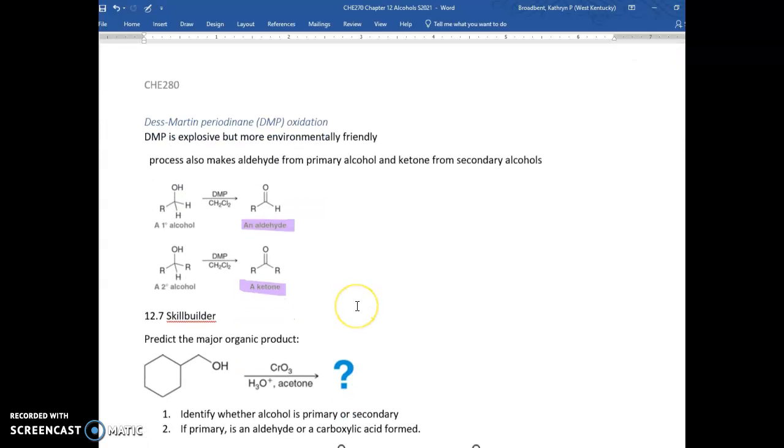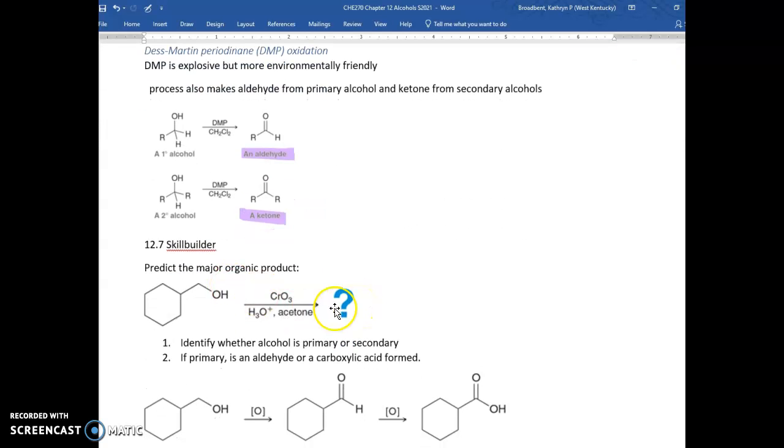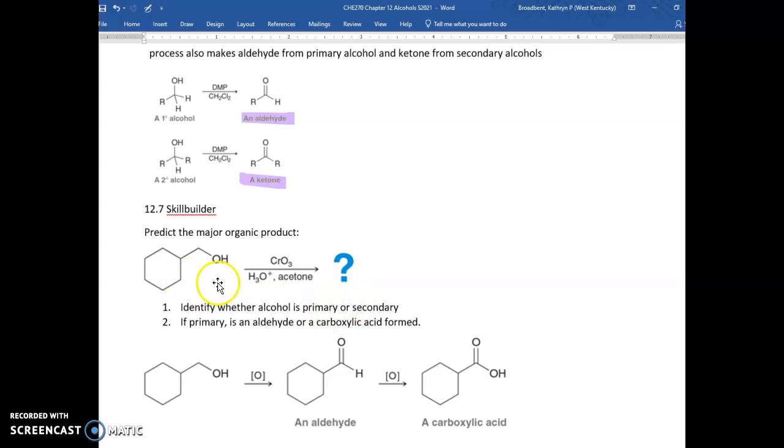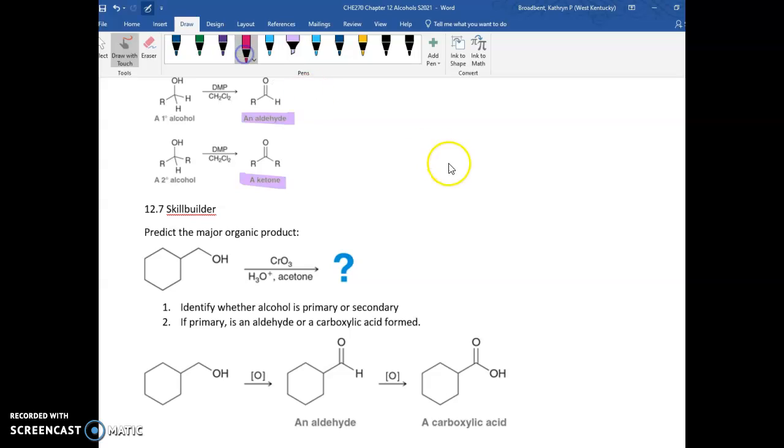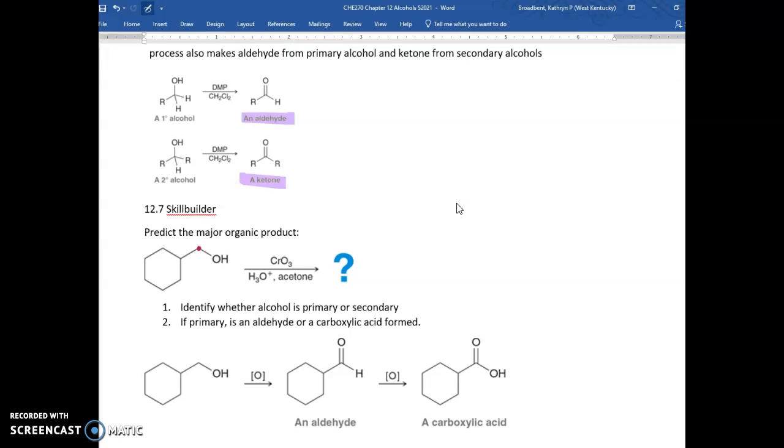So let's predict the major organic product that can be made in this reaction. First, we want to identify whether we've got a primary or a secondary alcohol, and this is our alpha carbon. It only has one R group off of it, so that makes it primary. If it's primary, do we make the aldehyde or the carboxylic acid? Well, this is the chromic acid, and it will take it all the way to carboxylic acid.